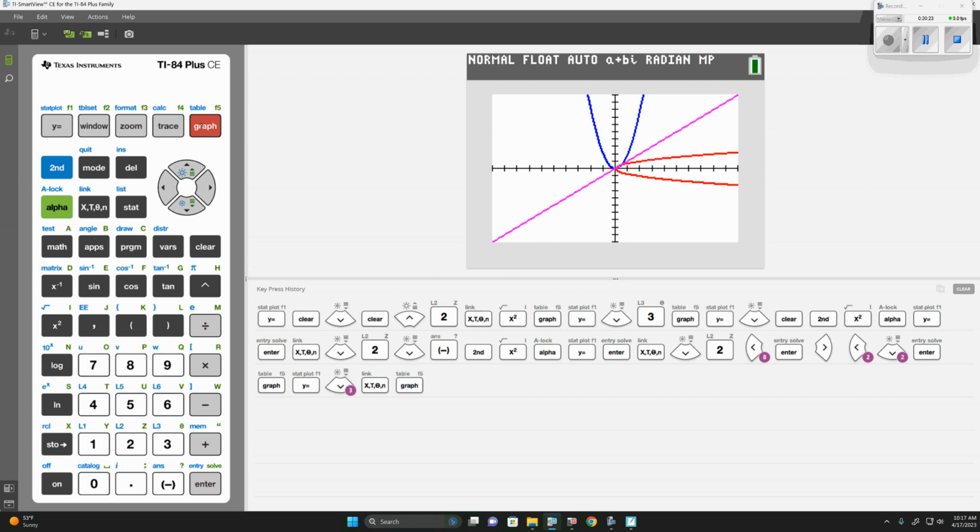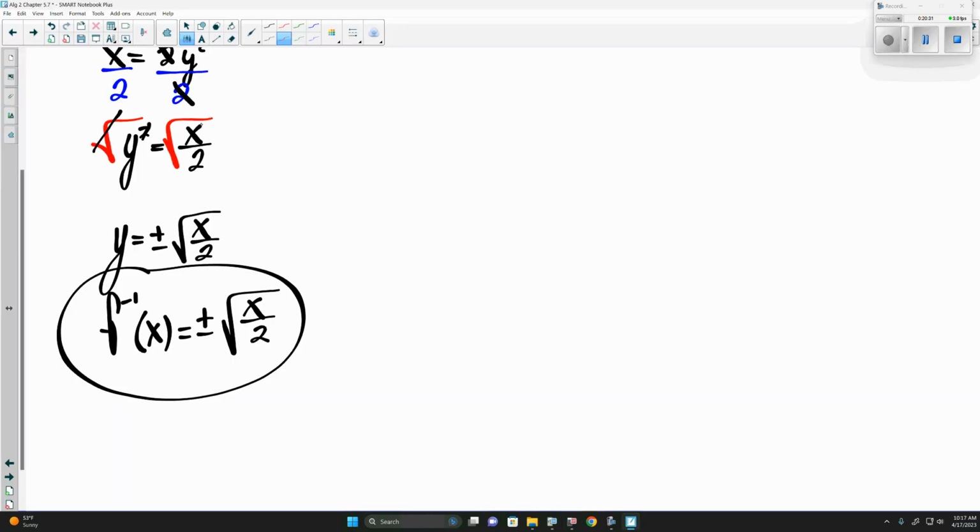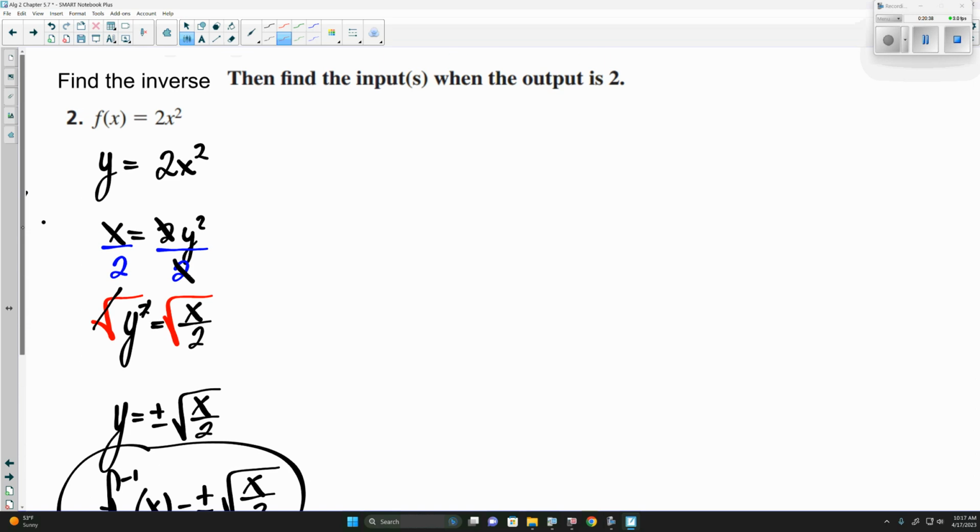The red graph is its inverse, but as we can see, if we drew a vertical line, it would cross it at more than one place, so it's not a function. But its inverse still exists. Any questions on this here? Are you ready for the next one?